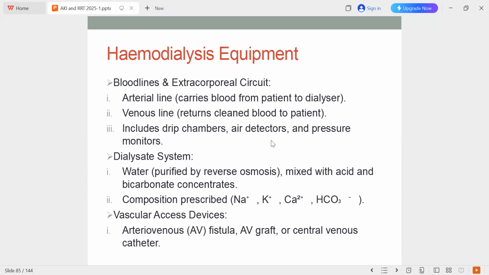There are drip chambers, air detectors, and pressure monitors. The dialysate system contains water which is purified by reverse osmosis, which is mixed with acid and bicarbonate concentrate. It has other composition as prescribed: the sodium, potassium, calcium, and bicarbonate. The other equipment is the vascular access, which can be an AV fistula, AV graft, or your central venous catheter using the dialysis catheter.